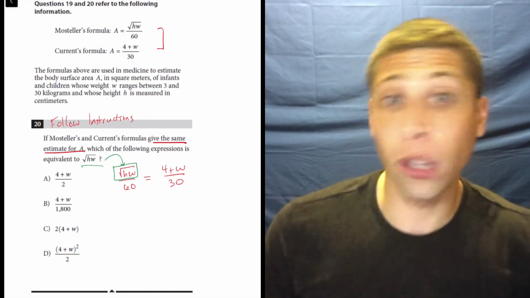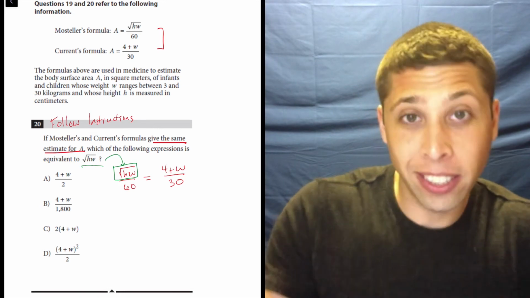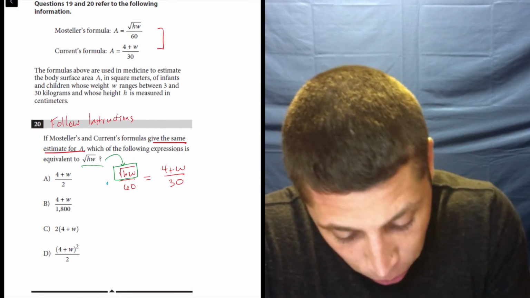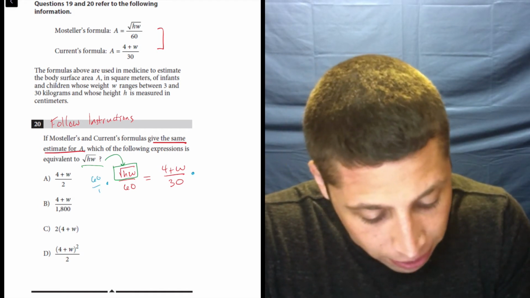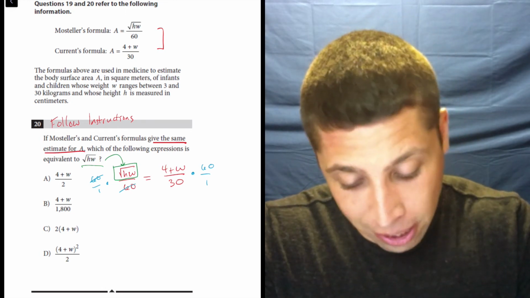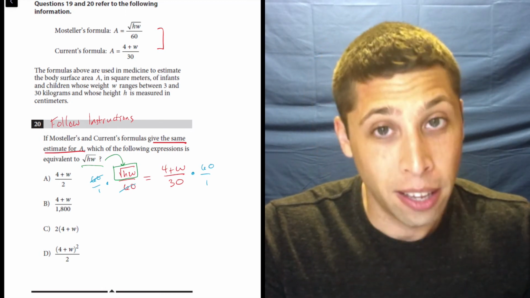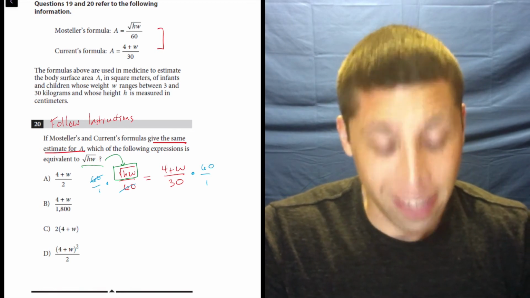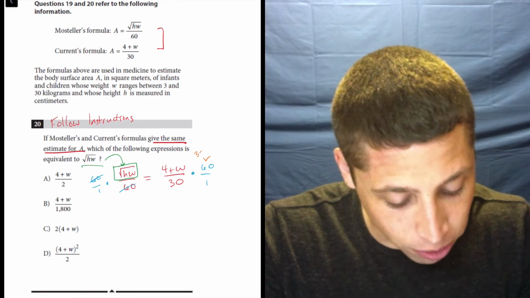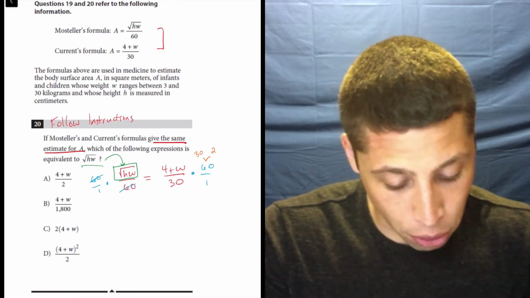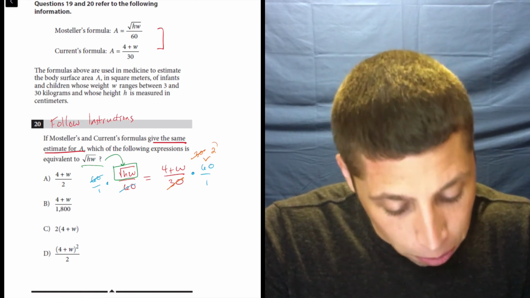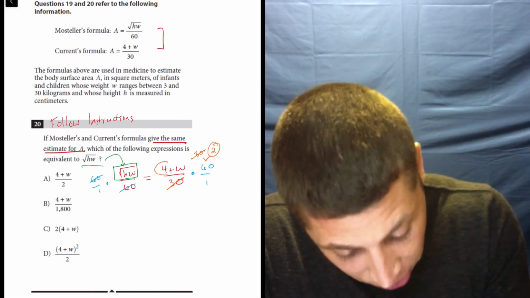So what's getting in the way of that? What's preventing us from just seeing what radical HW is equal to? It's the 60. So what we should do is multiply both sides by 60 to make it disappear. And when I do that, this is another case where I think a lot of you have some bad habits. Don't multiply the 60. Try to get rid of those small numbers. Notice that 60 is really 30 times 2. And if we have a 30 on the bottom and a 30 on the top, they cancel out. So what we're really multiplying is 2 times this whole thing.